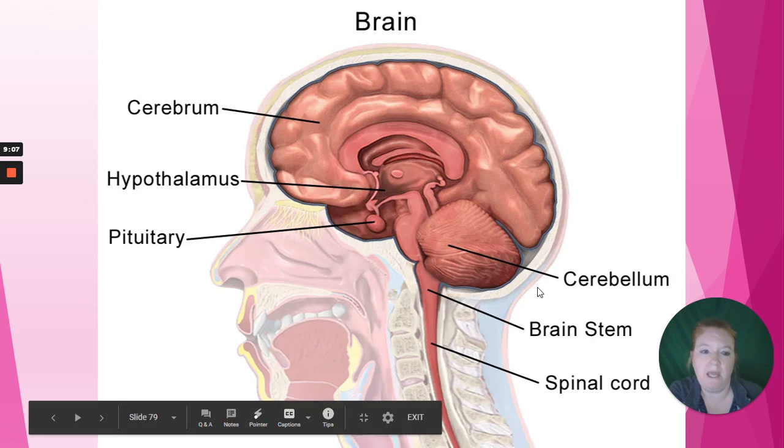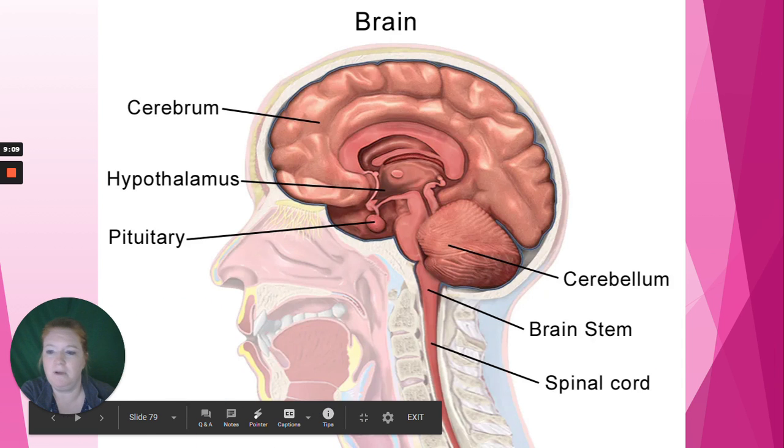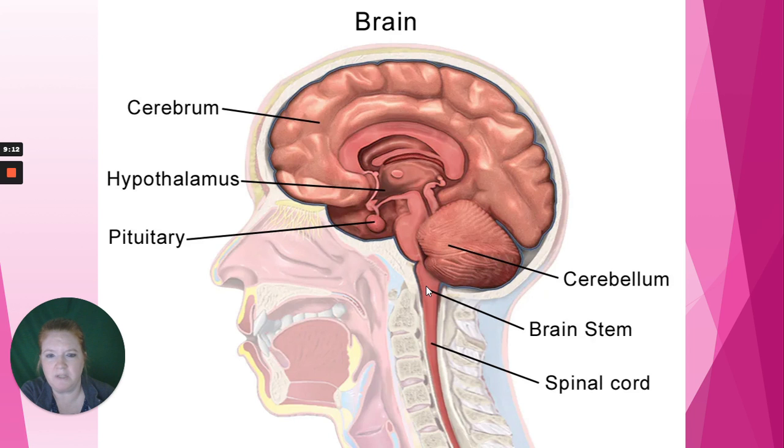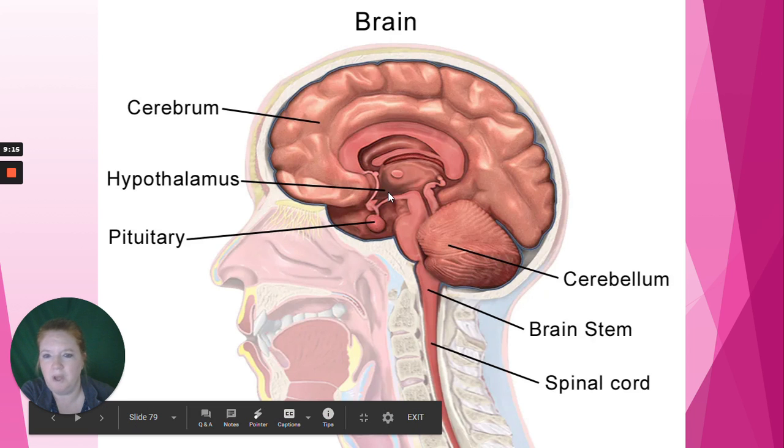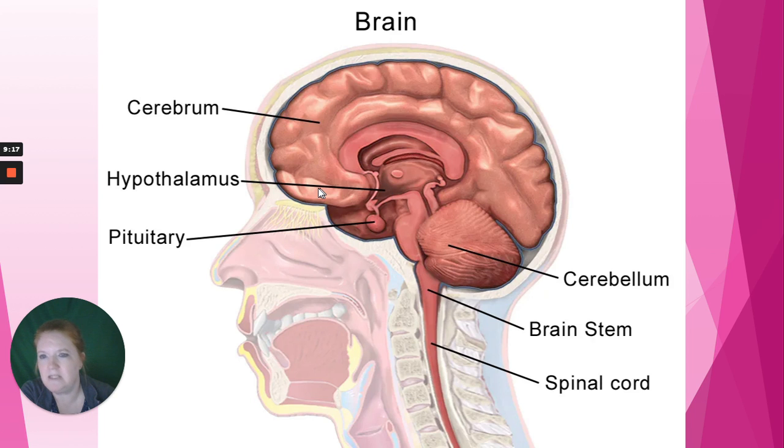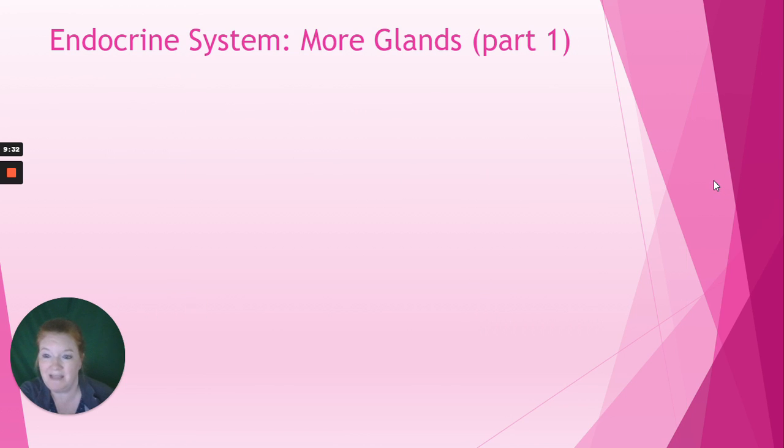Right? So here is your brain. Again, we already talked about the cerebrum, the cerebellum, the brainstem, the spinal cord. Well, right here is your hypothalamus. Okay, that's the link between nervous and endocrine. And then you have this gland right here, little pea-shaped thing, pituitary. Okay, hanging right here, super important. And that's the master gland.